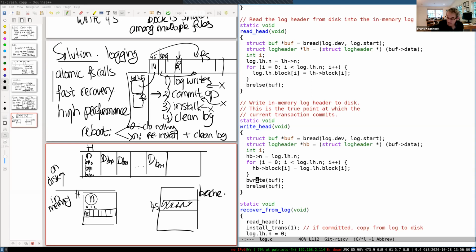Anybody? If the crash happens before B write, isn't the only modification that we've made to the in-memory header data structure? So it's going to be fine, right? Because we may have written block 10, block n, or whatever to the log, but we have not succeeded in writing the log header. And so on recovery, nothing will happen.